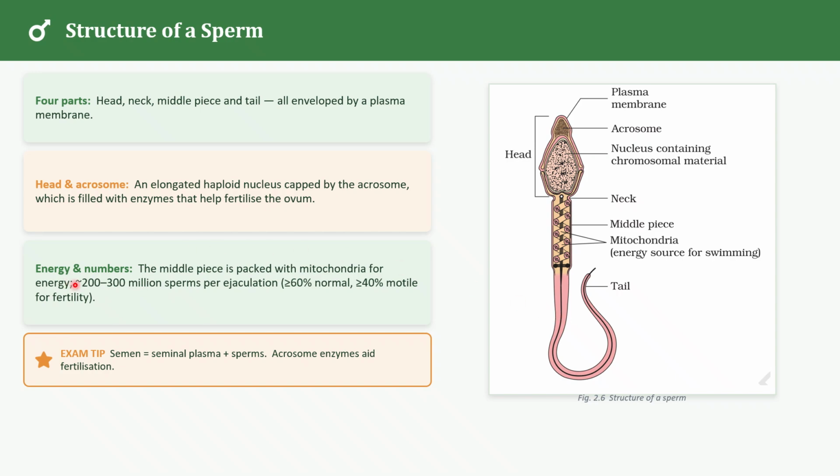So what you have to know in this is, a normal ejaculation contains 200 to 300 million sperms, though only one sperm fertilizes the ovum. And these acrosomal enzymes here in the acrosome, right? They digest the outer covering of the egg during the fertilization process.